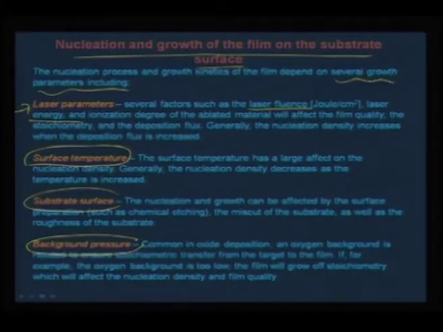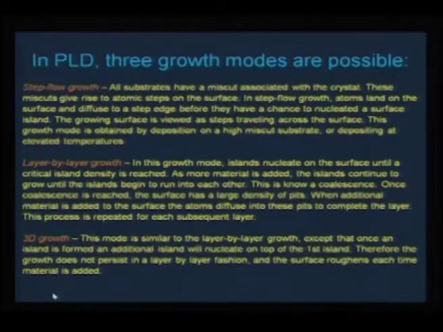And the background pressure, as I told you, the plume dynamics depends on the pressure. Suppose I am using oxygen, whether I use this deposition at 10 millitorr or 100 millitorr or 400 millitorr oxygen pressure, that will decide whether the film is going to be fully stoichiometric or not, if we are aiming for an oxide film. So background pressure is also important.